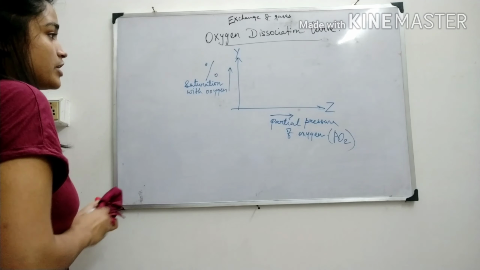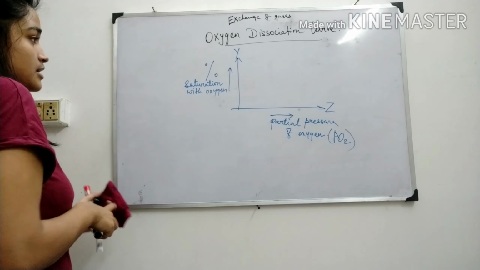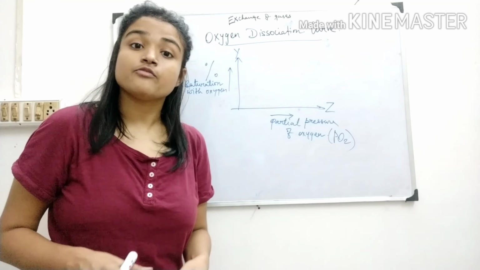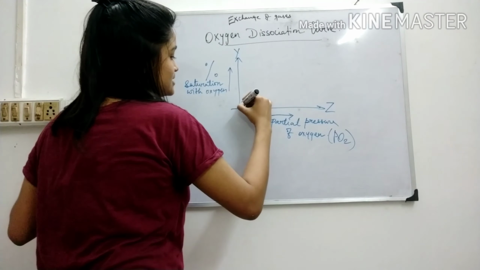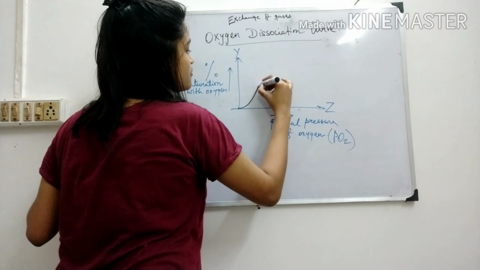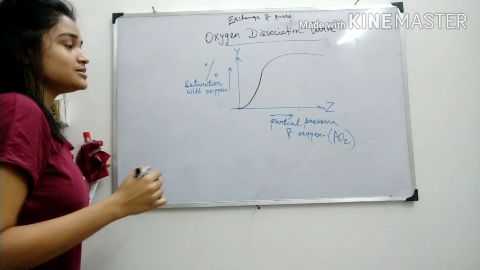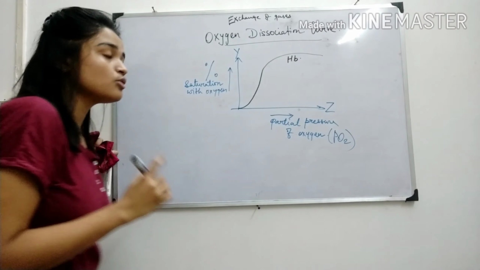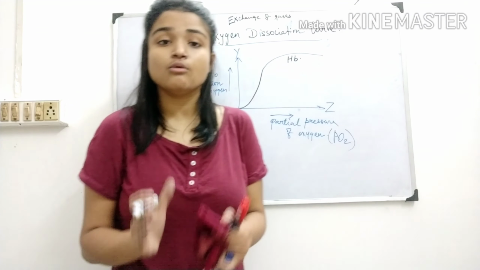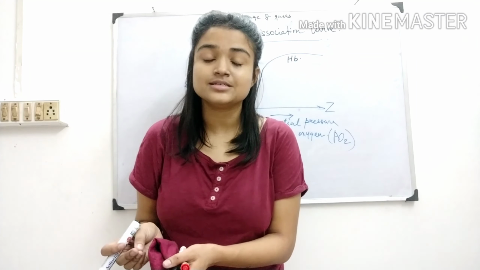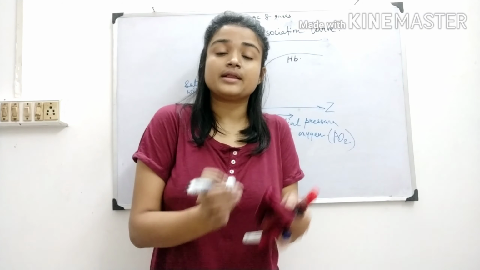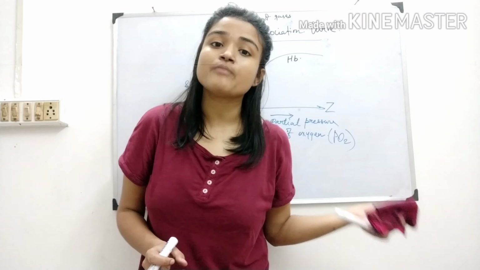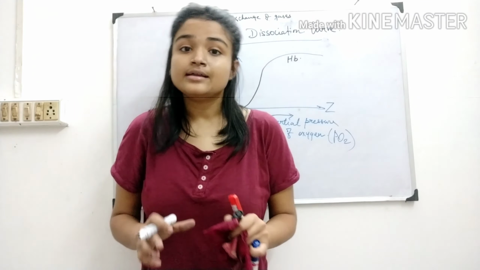In case of hemoglobin, its affinity towards oxygen is lower than that of myoglobin. So it has a sigmoidal curve in nature. This is the curve for hemoglobin, because hemoglobin has a lower affinity towards oxygen. In other words, hemoglobin can deliver oxygen more easily to the tissues than myoglobin, and that is what we need.